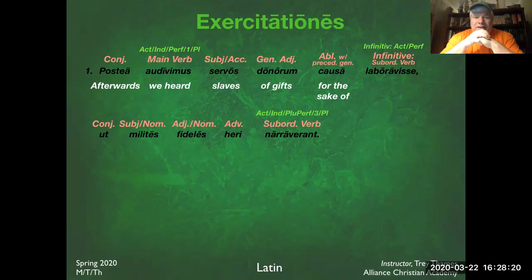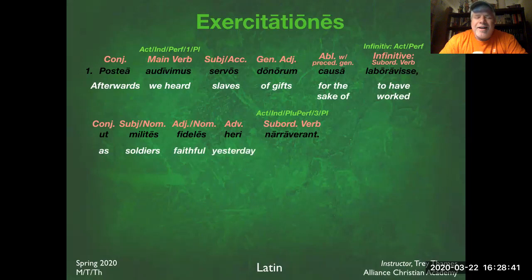All right, for the sake of the gifts, you've got your infinitive, which you would literally translate as to have worked. That's how you would literally translate the active perfect infinitive. Then the rest of the sentence: conjunction ut, as; milites, soldiers, nominative plural; faithful; yesterday; and then your subordinate verb, pluperfect, had reported. They had reported. So how do you put this all together in a sentence?